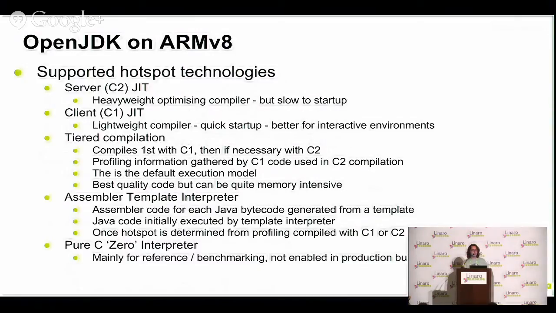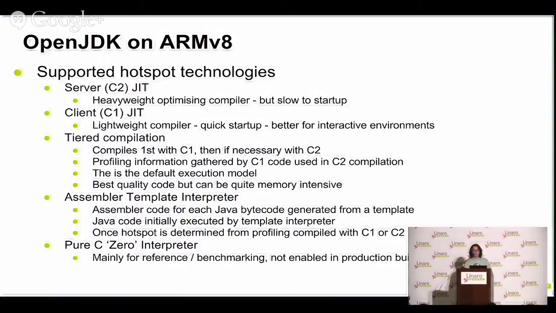So the two key technologies, I guess, in OpenJDK 8 for ARM are the server and the client compilers. The server C2 compiler is a heavyweight optimizing compiler. It can be slow to start up, but once it starts optimizing, you get your money back, if you like. For kind of interactive use, the client compiler, the C1 compiler, definitely starts up a lot quicker. And if you use it for something like even just Eclipse as an interactive environment, it's perhaps a little bit easier than, say, the C2 compiler.